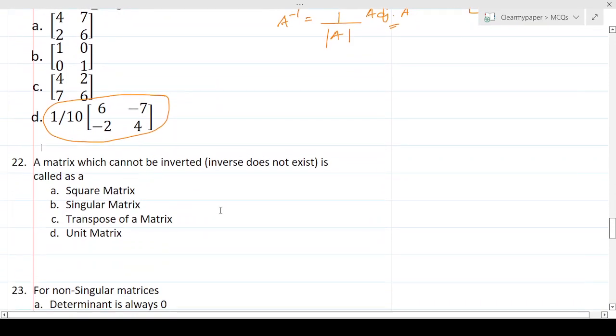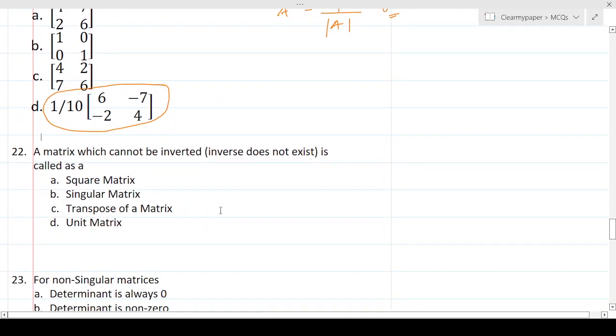Okay, question number 22. A matrix cannot be inverted, meaning the inverse does not exist. What are those matrices called? That means we have got A and we have got A inverse. But we know that for all matrices A inverse does not exist. It exists only in certain cases. For certain cases, it does not exist. And whenever it does not exist, that's called a singular matrix, because it's an exception. We are singling that out.